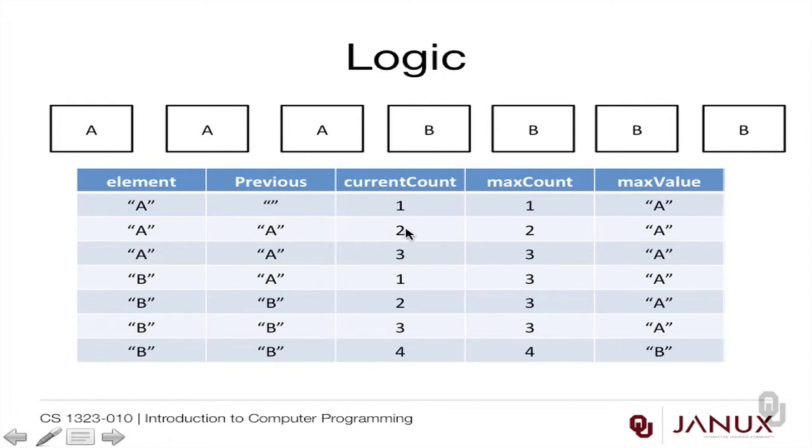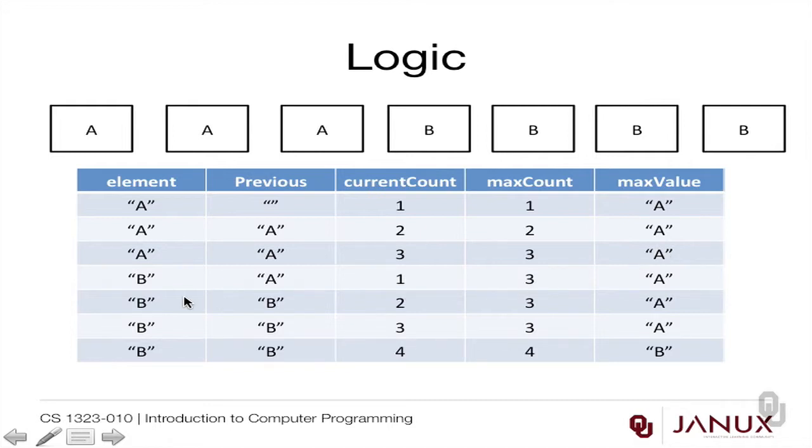That means the current count should be incremented to 2, which increments max count to 2, and the max value stays at A. Here's our third A. The previous is still A. The current count gets incremented to 3. The max count gets incremented to 3, and our max value remains at A.